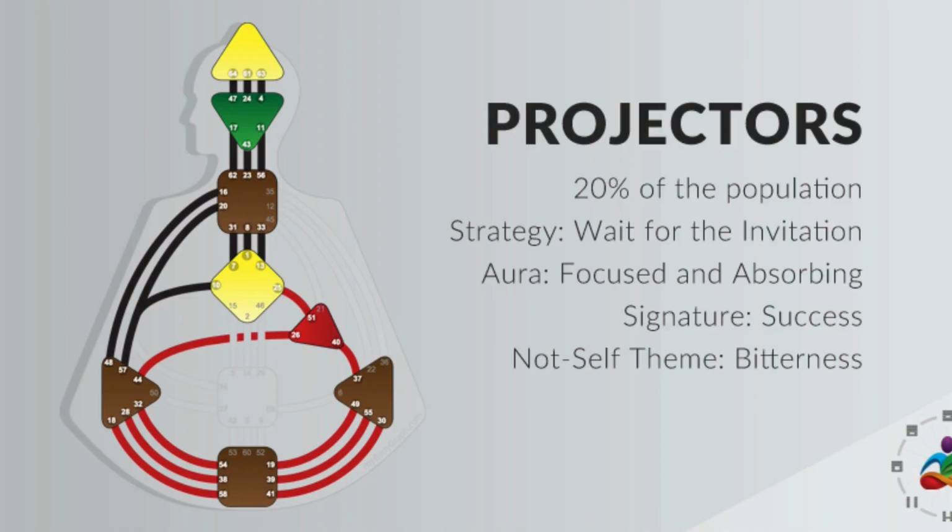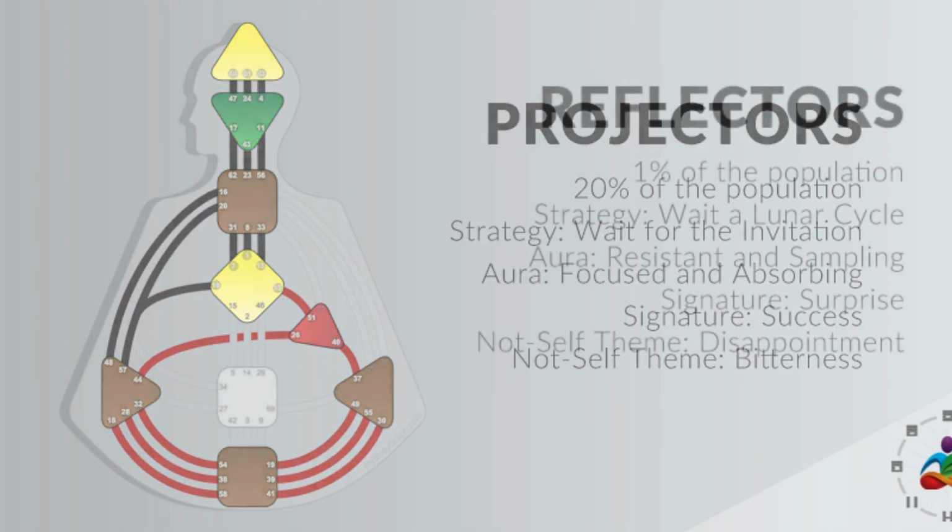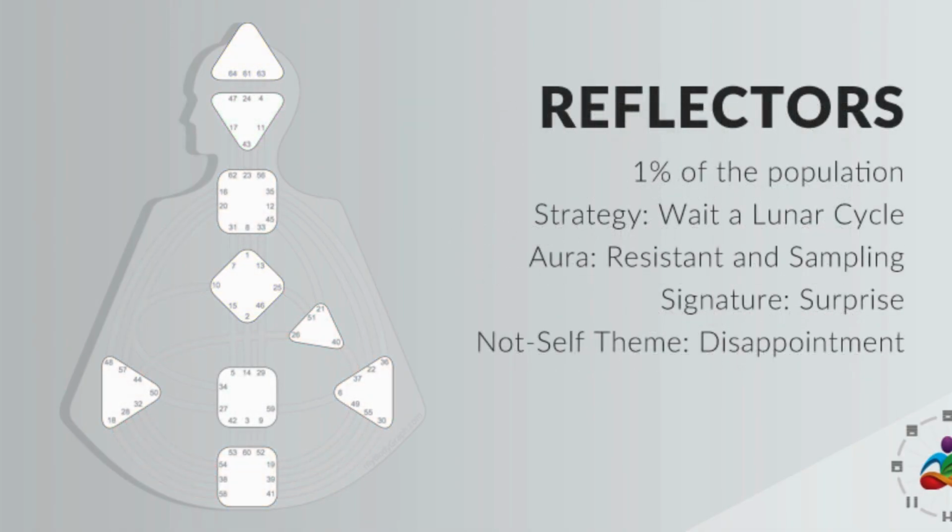When a projector tries to push the river and make things happen and freely offers guidance without being invited, they meet resistance. This can leave them feeling resentful and exhausted, and over time leads to bitterness from failing to be recognized. The goal for a projector is to learn how to accept the right invitations so you can effectively demonstrate your skills and experience your signature of success. Reflectors, to wait for a lunar cycle.